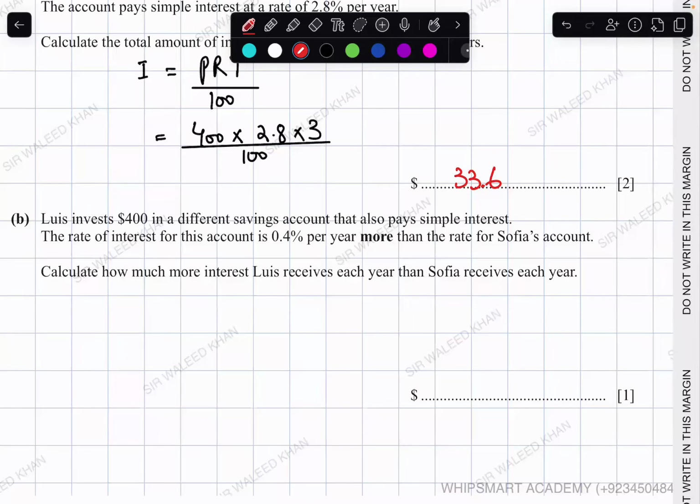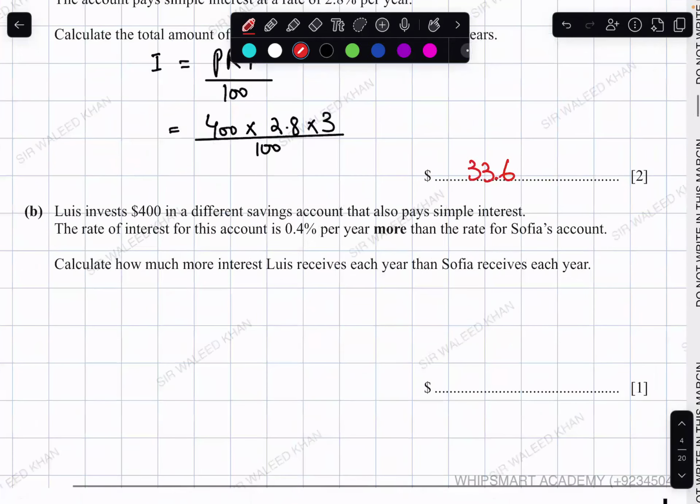Okay, B part. Louis invests $400 in a different saving account that also pays simple interest. The rate of interest for this account is 0.4 more than the rate for Sophia's account. Okay. So this is 0.4% more than that. It was 2.8 for that. So this will be 2.8. क्या करूं, 2.8 multiply by 0.4 या 2.8 plus 0.4? What should I do? Huh? Anyone?